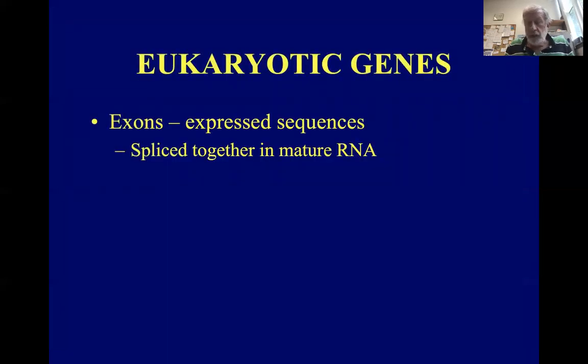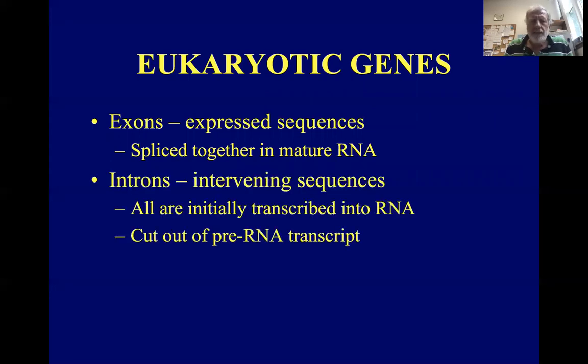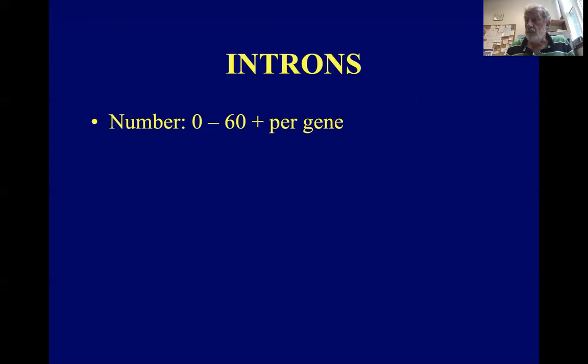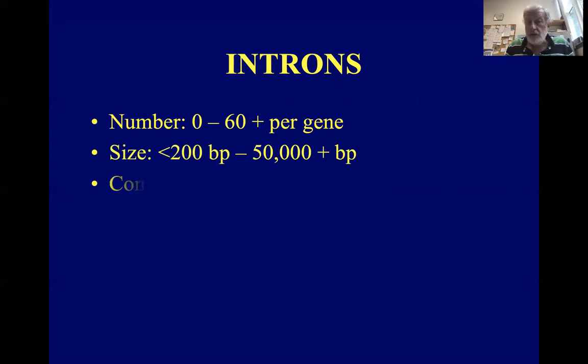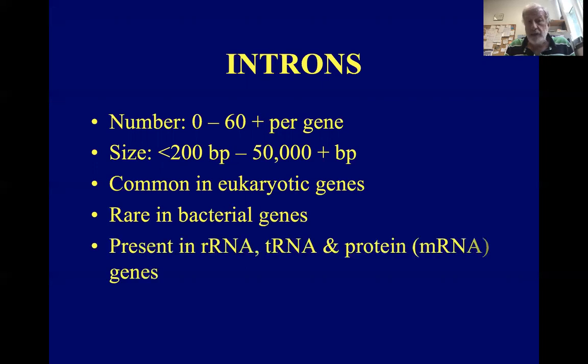So, eukaryotic genes can be divided into exons, which are expressed sequences. These are spliced together in the mature RNA, and they contain the codons. And then introns are intervening sequences. And these are initially transcribed into RNA, but then cut out of the RNA transcript, so they do not appear in translation at all. So, introns, we don't really know what their function is, but they can be 60 or more per gene. They can range in size from 200 base pairs to over 50,000 base pairs. Very common in eukaryotes, very rare in bacterial genes, and they're present in messenger RNA genes, transfer RNA genes, and ribosomal RNA genes as well.